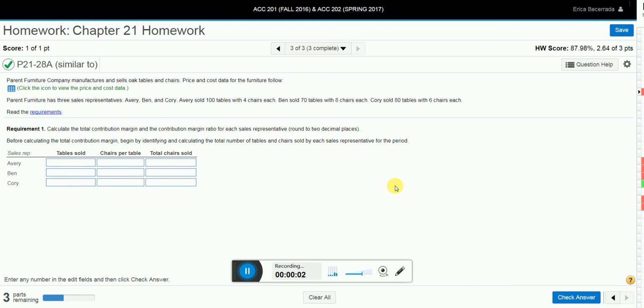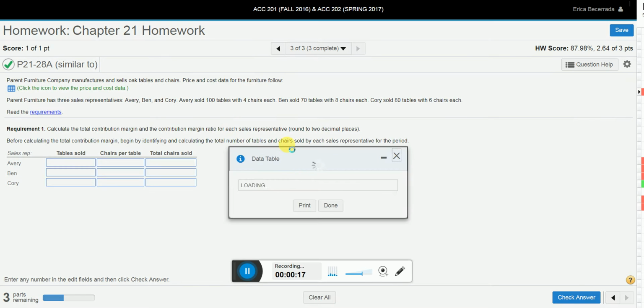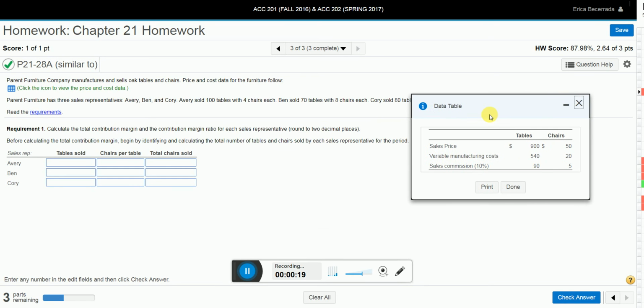I'm doing my project on Chapter 21, Problem 21-28A. Okay, so for this problem, Parent Furniture Company manufactures and sells oak tables and chairs. Price and cost data for the furniture are right here. So we're going to be using this data table.